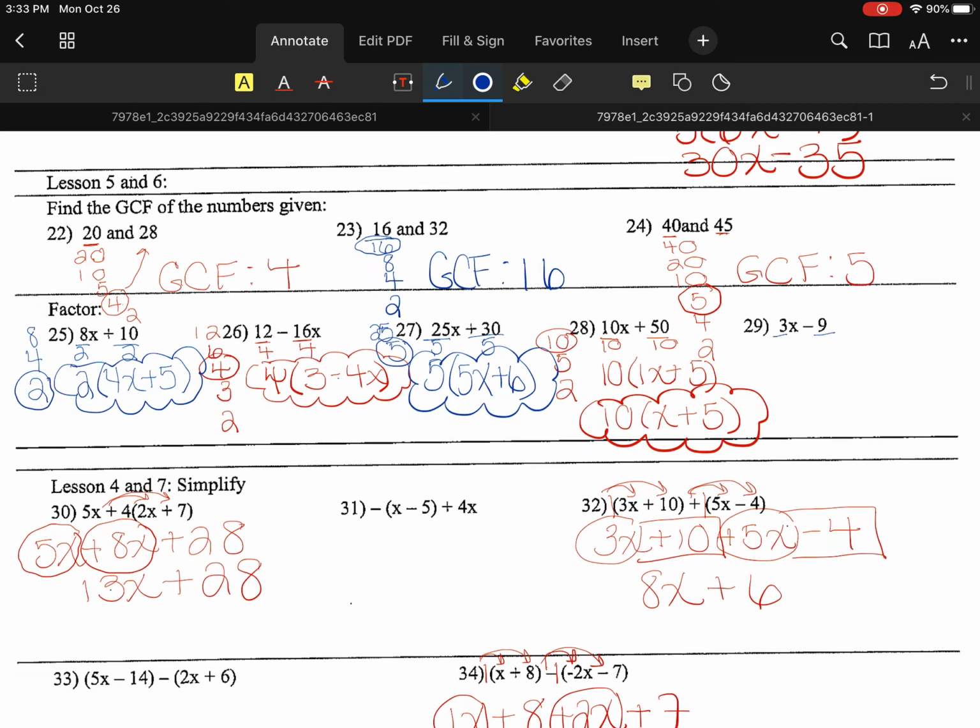And then number 29, we have 3 and 9. So factors of 3 are just 3 and 1. 3 can also divide into 9. So my GCF is 3. Divide each of those by 3, and you can put 1x or just x minus 3.